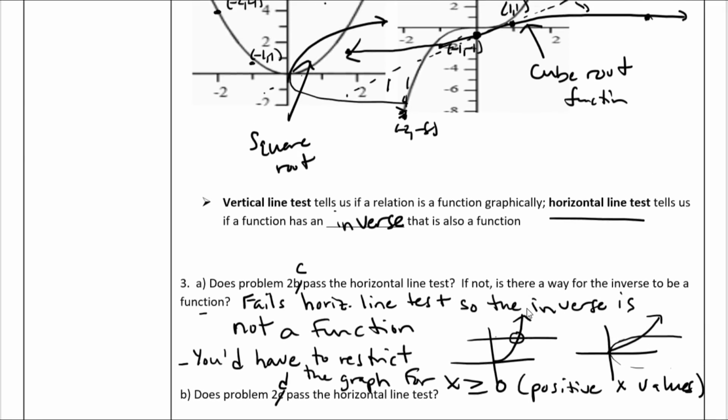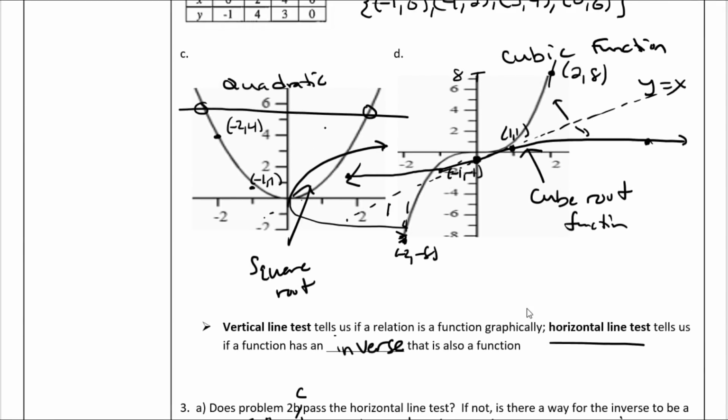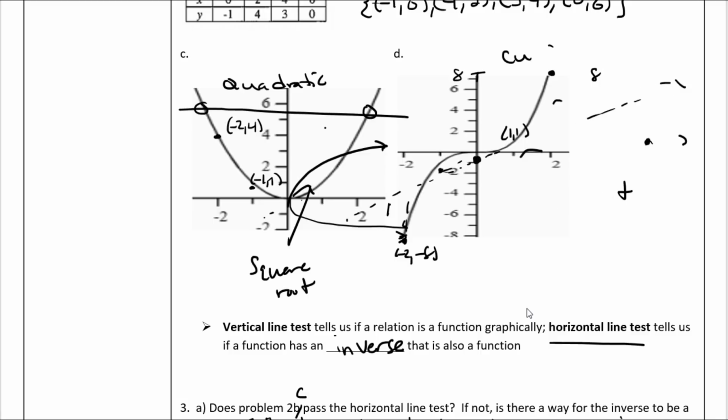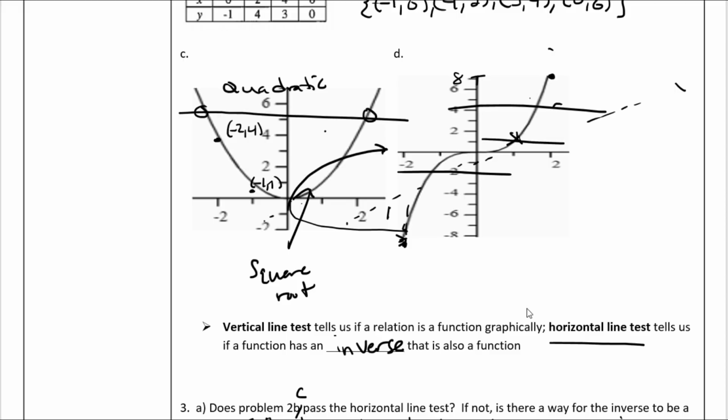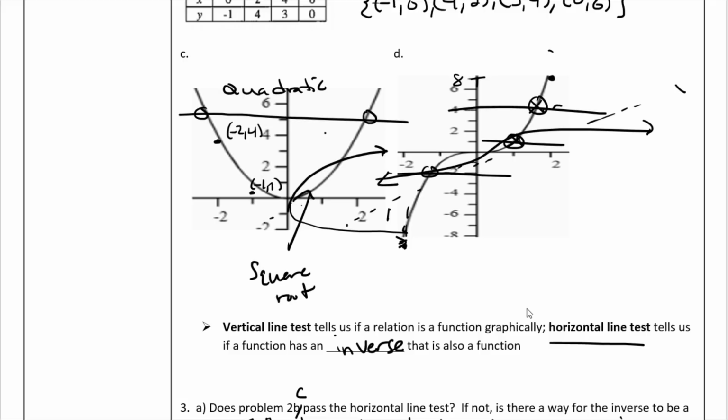What about problem 2d? Does it pass the horizontal line test? If you look at the original function, it does indeed pass the horizontal line test. Let me just erase all this and see it. If you were to draw a horizontal line there, it only crosses it once. So therefore, it does pass the horizontal line test, which means that the inverse is a function. So the inverse that we drew earlier, this guy here, is a function because it passes the vertical line test. So these are kind of interrelated to each other.